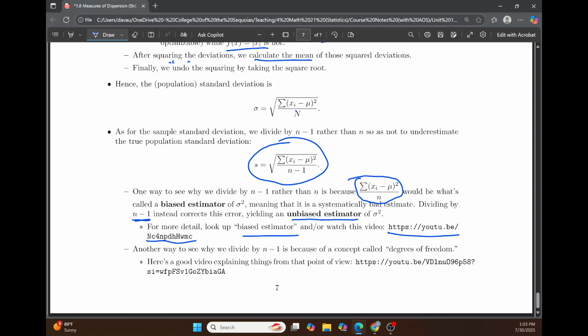Another mathematical reason why we divide by n minus 1 instead of by n is due to a concept called degrees of freedom. And here, you could Google degrees of freedom, or you could look up this video, which I think explains things really well from that point of view. But anyway, that's the derivation for those standard deviation formulas.